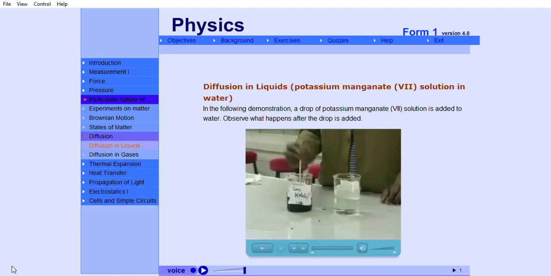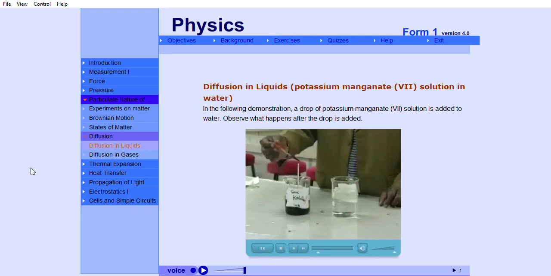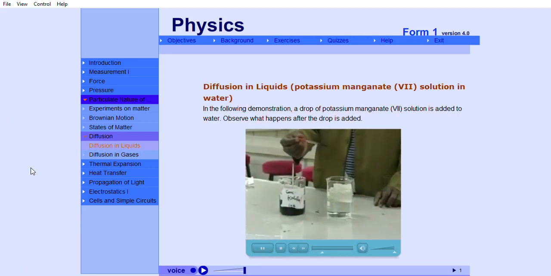Diffusion in liquids. In the following demonstration, a drop of potassium manganate(VII) solution is added to water. Observe what happens after the drop is added. Diffusion takes place largely in fluids, that is, liquids and gases.